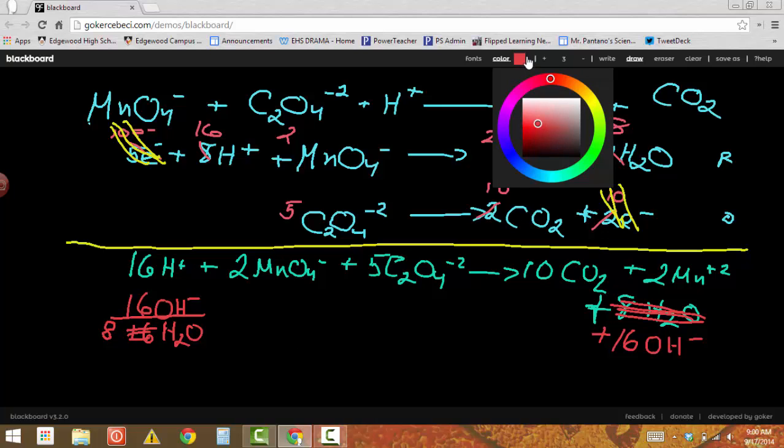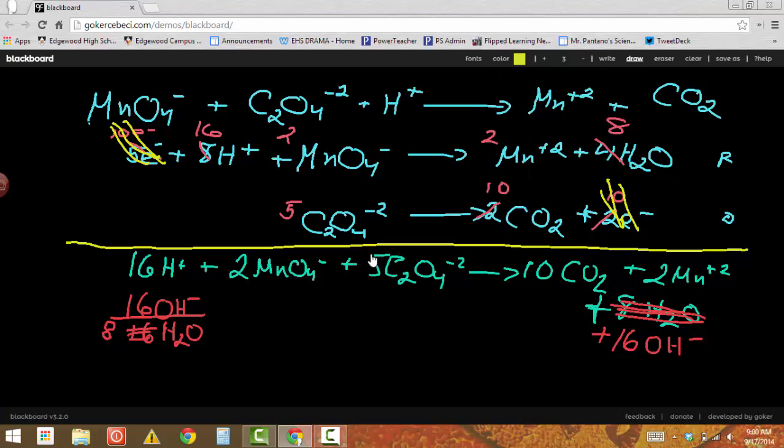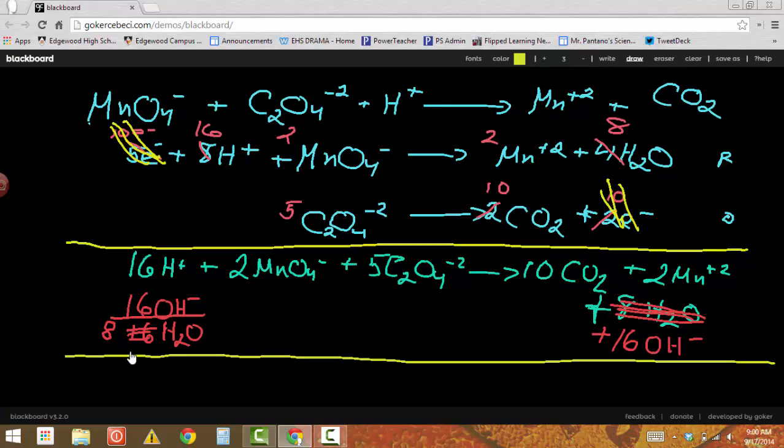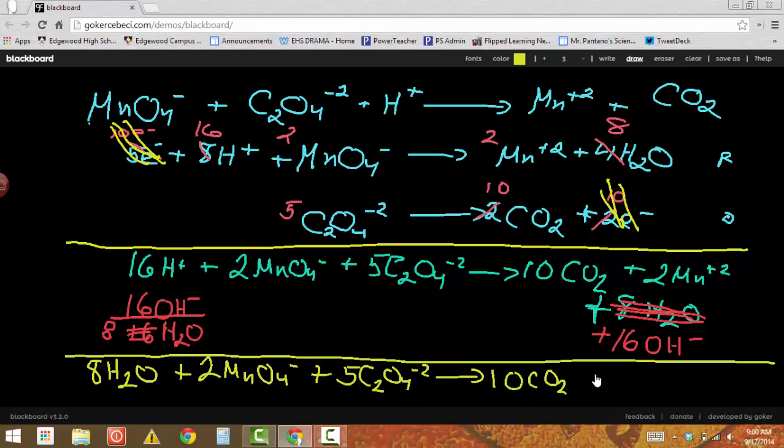And now, if I re-add, my 16H plus is now gone, it's now 8H2O, and still 2MnO4 minus, and 5C2O4 minus 2, and on this side still 10 CO2, and 2Mn plus 2. But now I don't have the 8 water anymore, I have 16 hydroxides. And so this would be balanced in base.